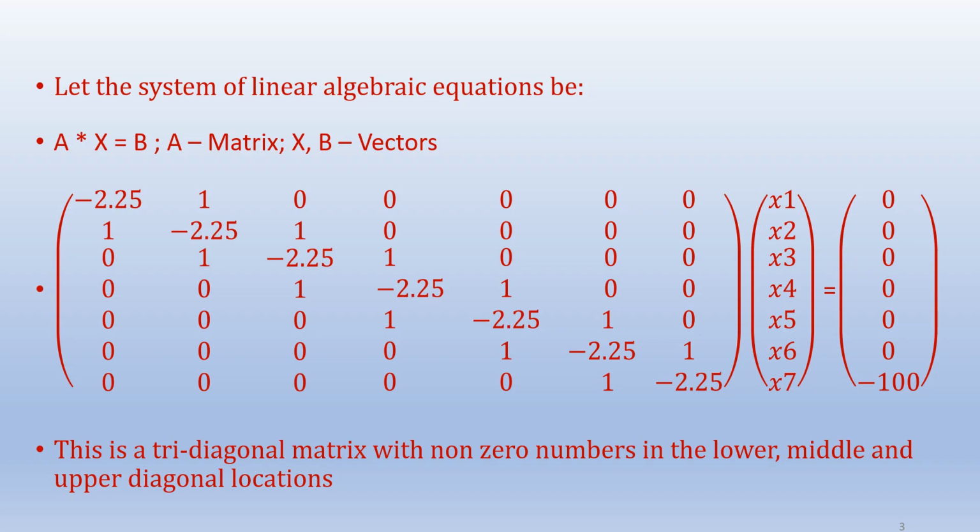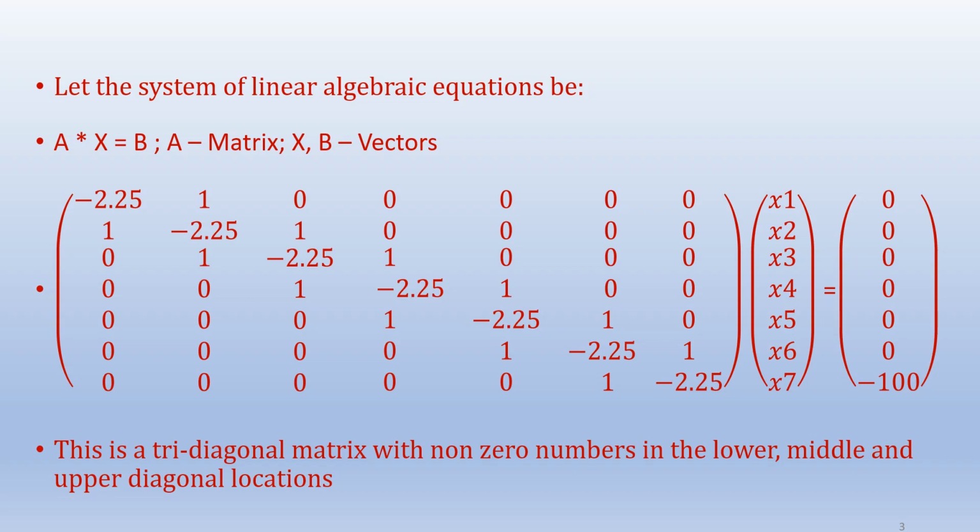So the system of linear algebraic equations is given as A times x equals b, where A is the n by n matrix, where n is the number of rows or the columns, and x represents the unknowns and b represents the column vector. So the tridiagonal matrix is shown here, which is represented by A.